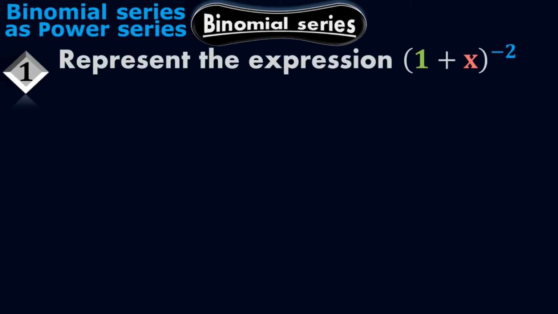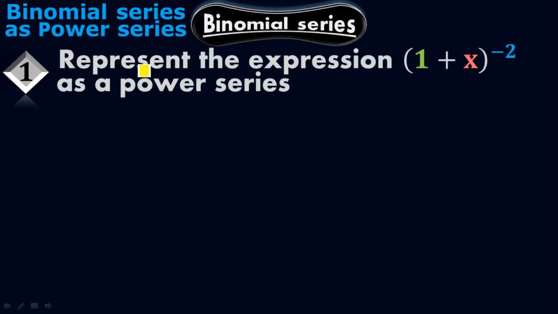Example number 1. Represent the expression 1 plus x to the negative 2 as a power series. As I told you, in this section we're going to learn how to represent binomial series as a power series. Here the binomial expression has been given, which is 1 plus x to the negative 2. How are we going to represent this binomial expression in terms of power series?